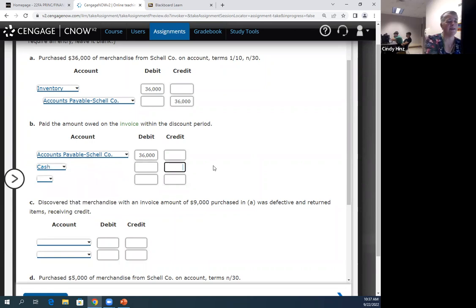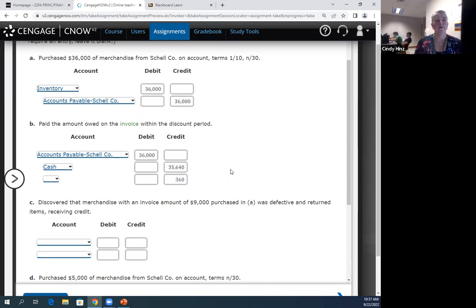We're not actually going to pay them the full $36,000 because we're paying within that 10-day period. So we're going to take the 1% discount. We're going to pay 99% of that invoice, or $35,640. I just took the $36,000 value or cost of that invoice and multiplied by 99%, because we're only going to pay 99% of it. We're going to take the 1% discount, and that 1% discount would be $360.